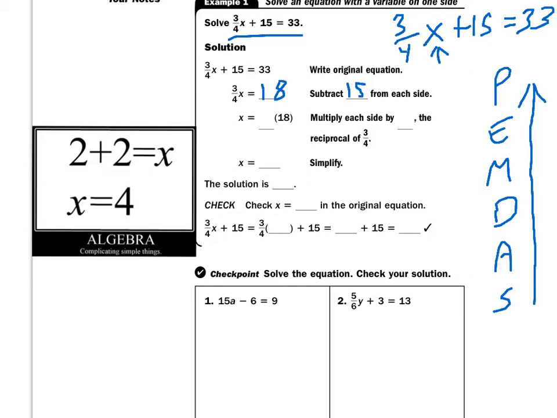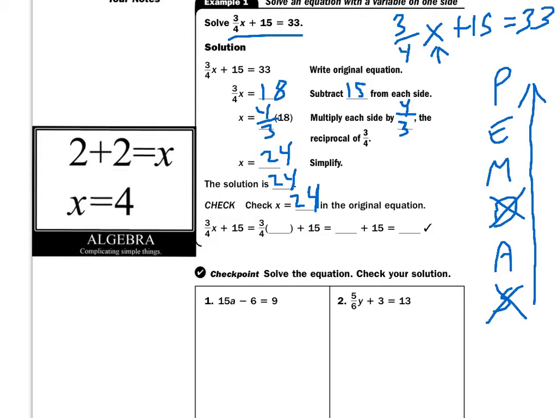Now, is there anything I can multiply and divide? Well, I can multiply by 4/3. Now, remember what I said. There's no such thing as subtraction anymore. There's no such thing as division anymore. So all we have left is addition and addition of negatives, multiplication and multiplication of reciprocals, and then exponents and parentheses. So we multiplied each side by 4/3, which is the reciprocal. So 18 times 4/3 is going to be 24. Put a 24 right here. Does 24 check? Does that work?